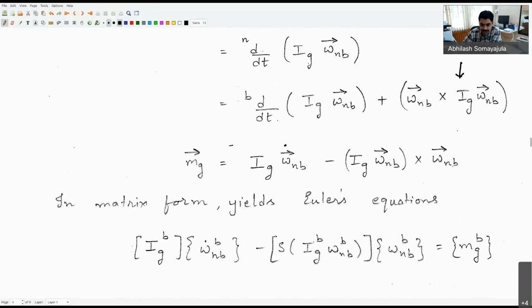The only thing I'm doing here is taking the fact that the inertia matrix is not time dependent, so I can bring it out. So the derivative only applies to the omega nb. So I'm taking the derivative of omega nb minus this term. You only see that here I have changed the order of cross product, so that is why this minus sign is coming. Up till here, everybody with me?